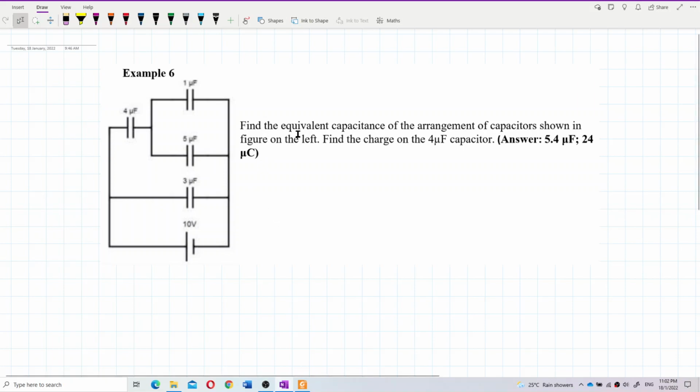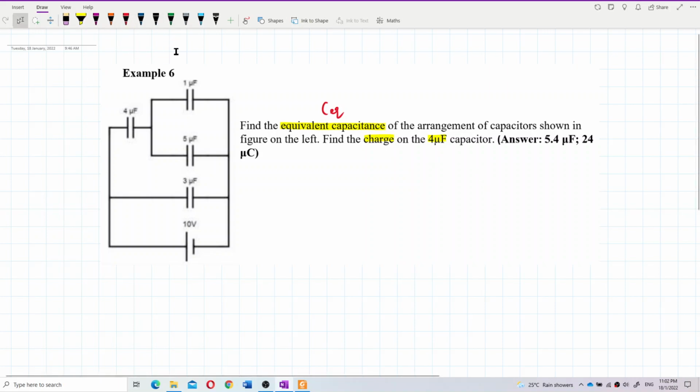Find the equivalent capacitance of the arrangement of capacitors shown in the figure on the left. Then find the charge on the 4 microfarad capacitor. These questions want us to find the equivalent capacitance first, that means the total capacitance, and then finally we need to find the charge on the 4 microfarad capacitor.